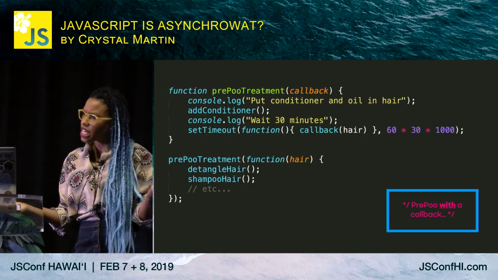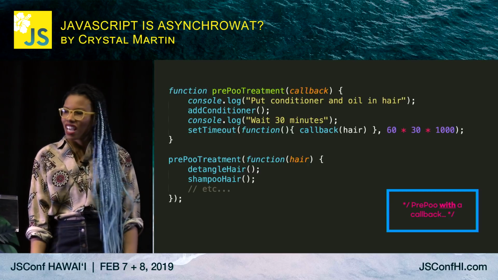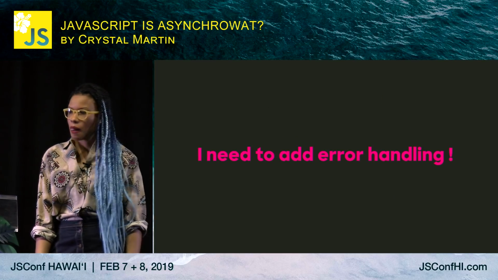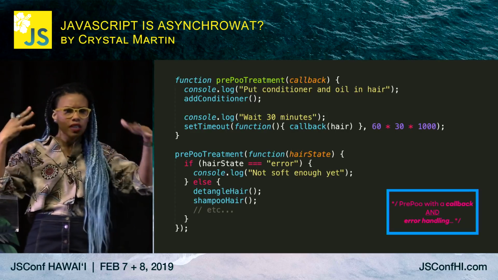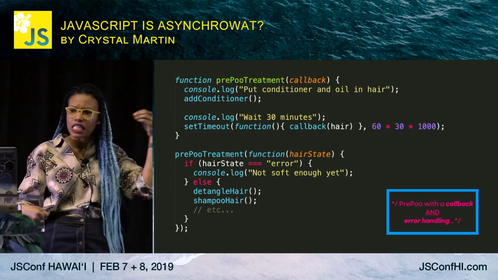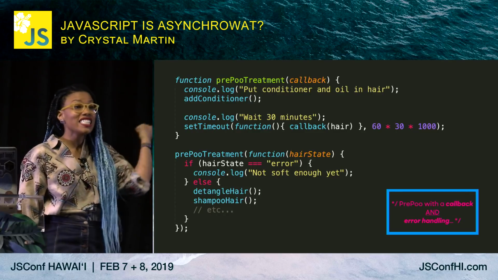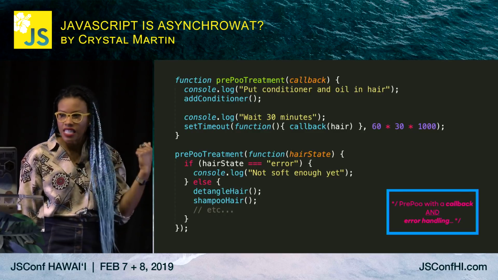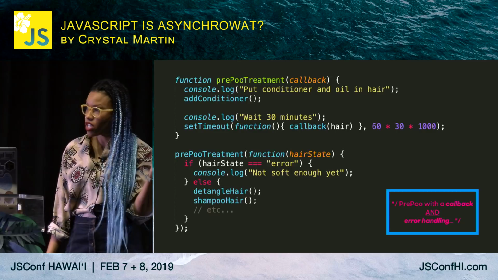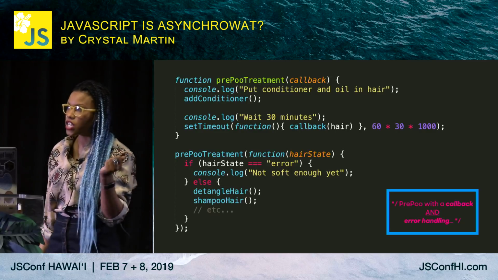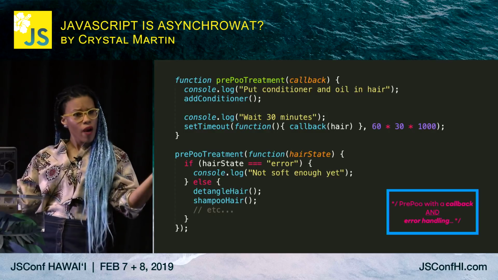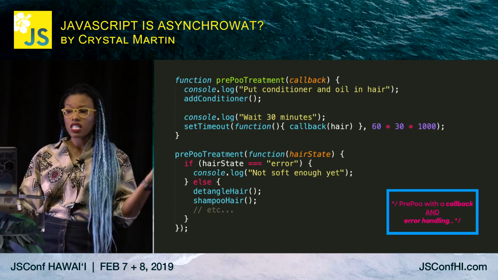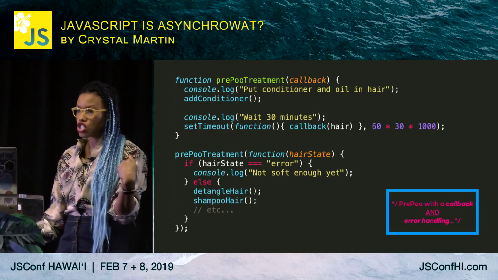So this looks pretty good, but you know what? I need to add error handling. Sometimes my hair just isn't quite soft enough yet. I put it in there and it's still feeling kind of tough. So if I started detangling my curly, fragile strands, it would not be good. So I have to add some error handling here. If it's not soft enough, I'm going to go ahead and not do anything, right? Otherwise, if it's OK, I'm going to go on to the next step of detangling and shampooing.